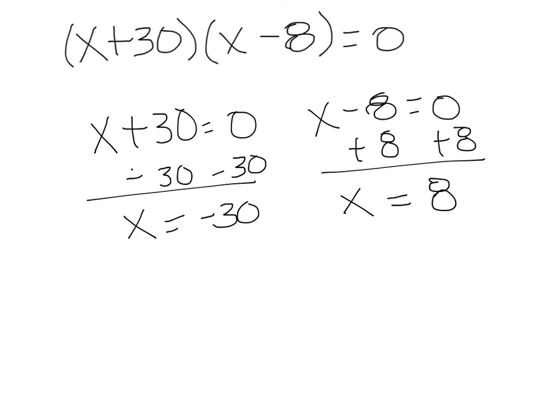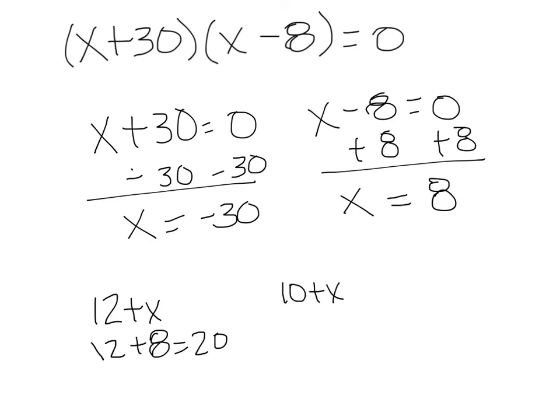Okay, so my original length was 12 plus x for the new studio. So if I replace x with 8, 12 plus 8 equals 20. My width was 10 plus x, or I think I wrote it x plus 10 originally. If I replace x with 8, I get that the dimensions would be 18. So Miss Given's new dance studio is going to be 18 feet by 20 feet.